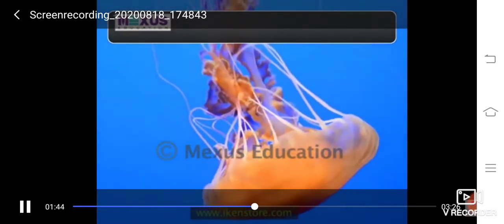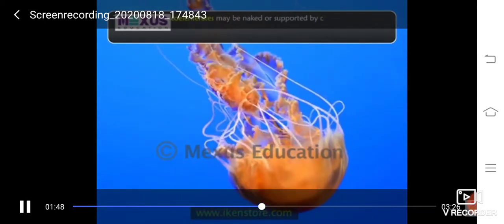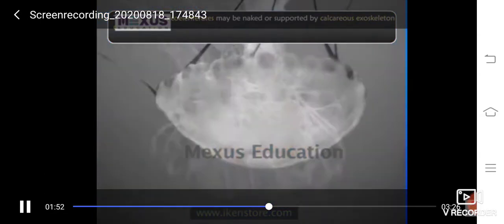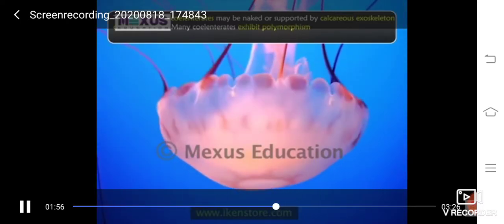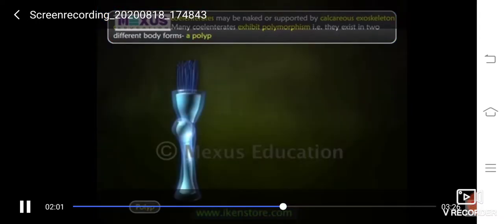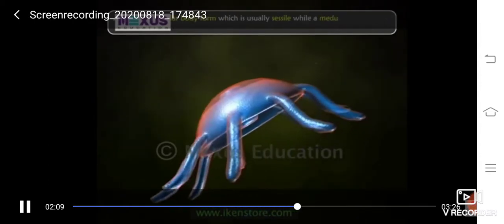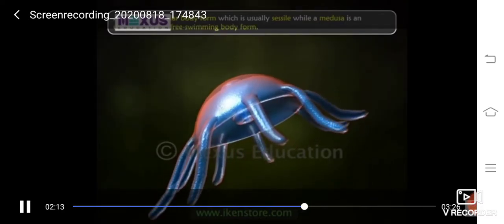The soft body of coelenterates may be naked or supported by calcareous exoskeleton or endoskeleton. Many coelenterates exhibit polymorphism, that is, they exist in two different body forms, a polyp and a medusa. A polyp is a tubular body form which is usually sessile, while a medusa is an umbrella-shaped, free-swimming body form.